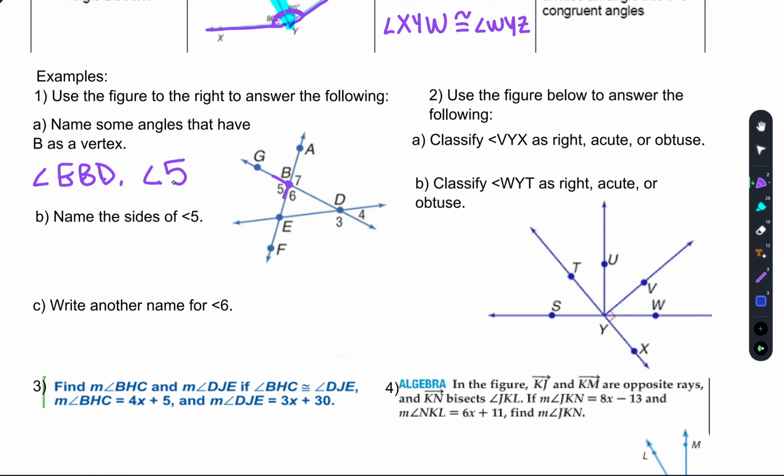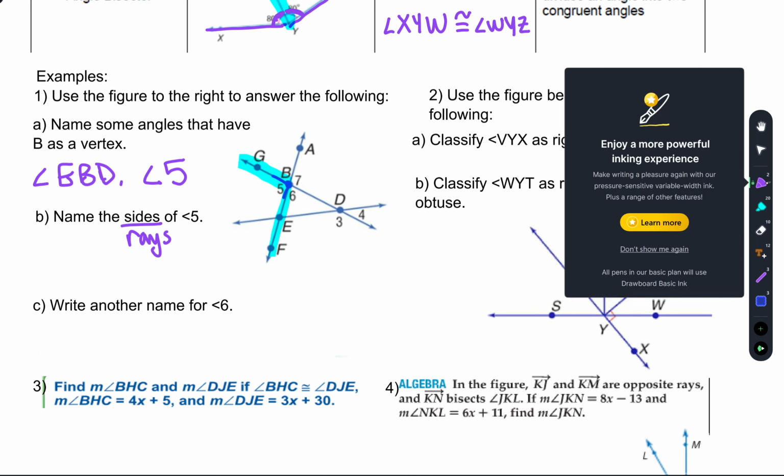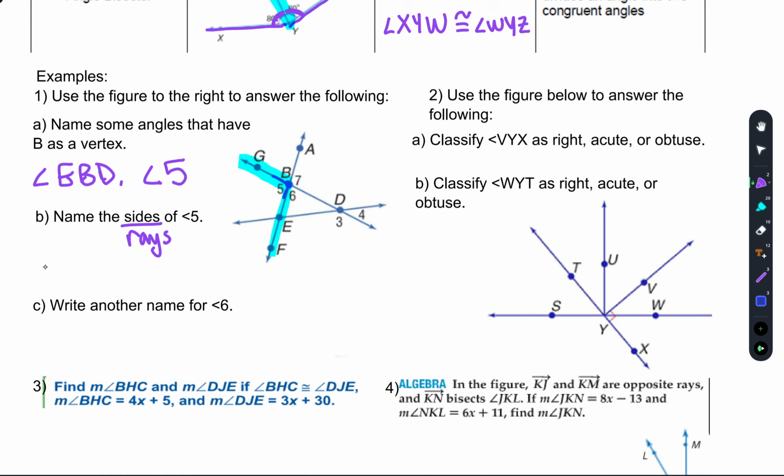Letter B, name the sides of angle 5. Anytime I'm asked to name the sides of an angle, my answer should be rays. So I'm going to highlight that angle for me. The sides of angle 5. Right here, I got 2 rays that make up that angle. They are BG. Again, got to make sure I got correct ray notation. And BE. You could also say BF. That refers to the same ray. Questions there?